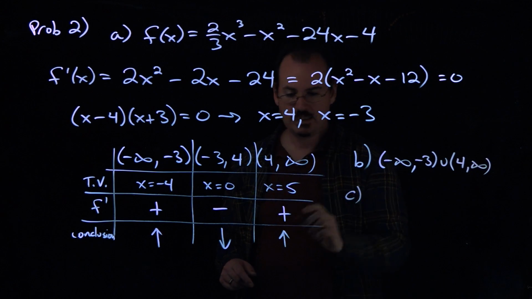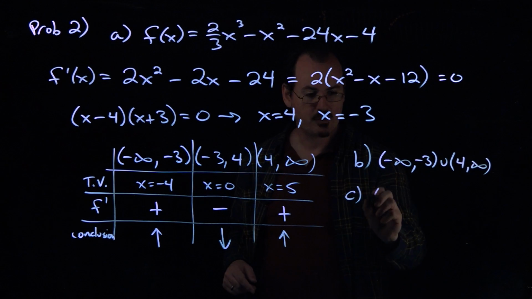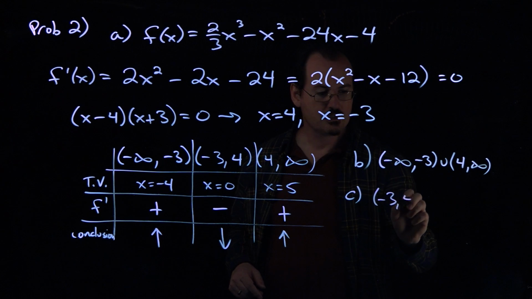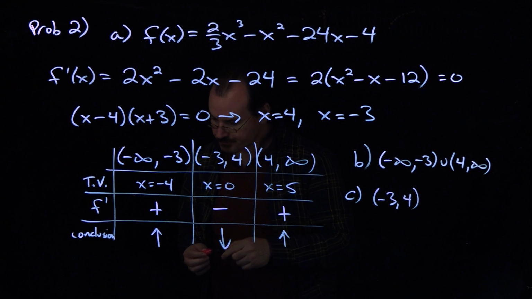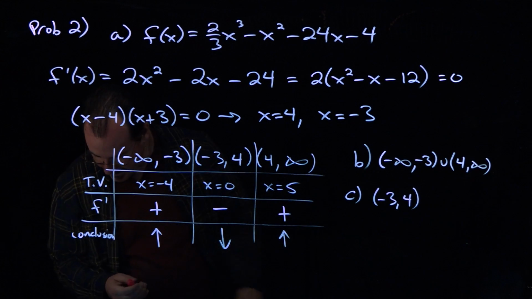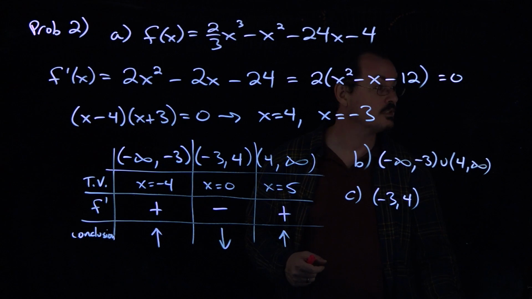Okay, and then for part C, the only place that it's actually decreasing is just right there from minus 3 to 4. So minus 3 to 4, the only place that the function is decreasing. So that answers part A. We'll do parts B and C on the next couple videos.